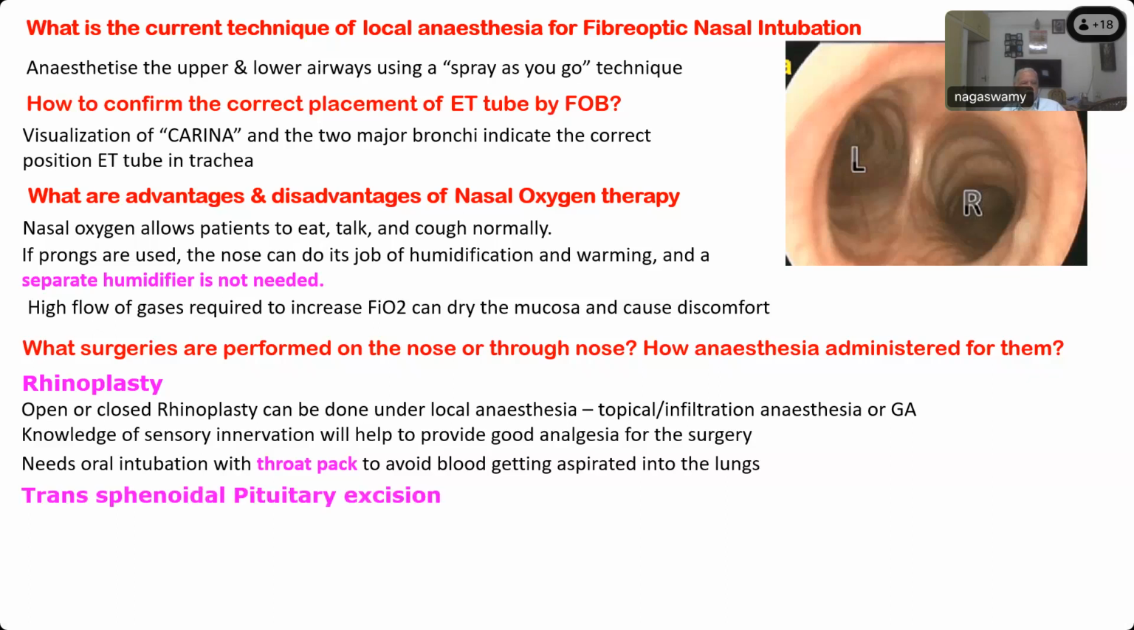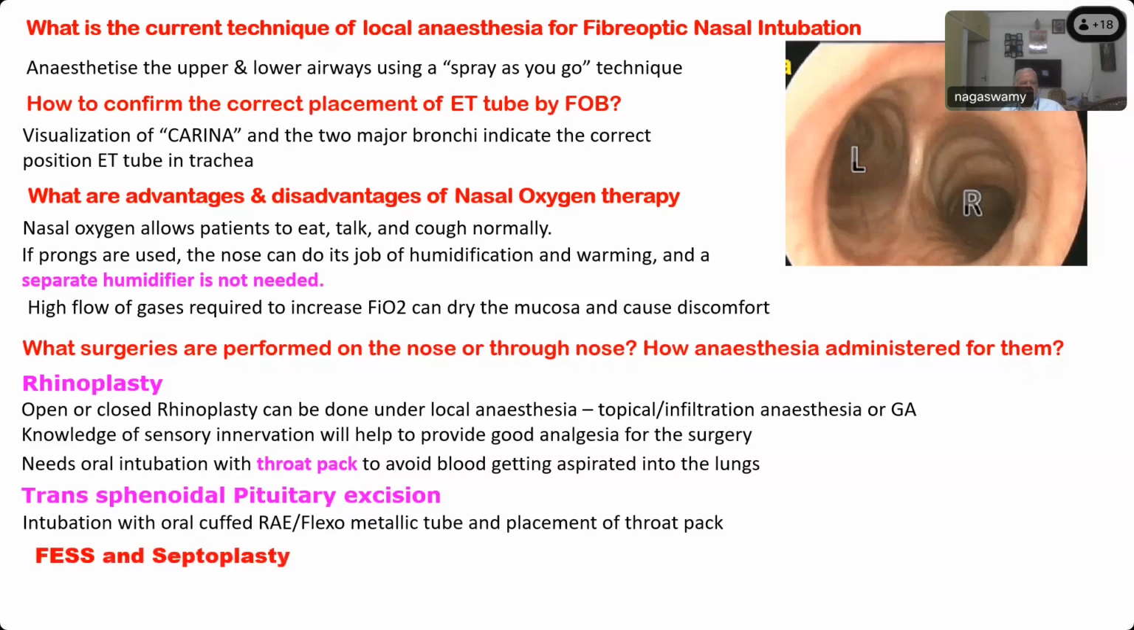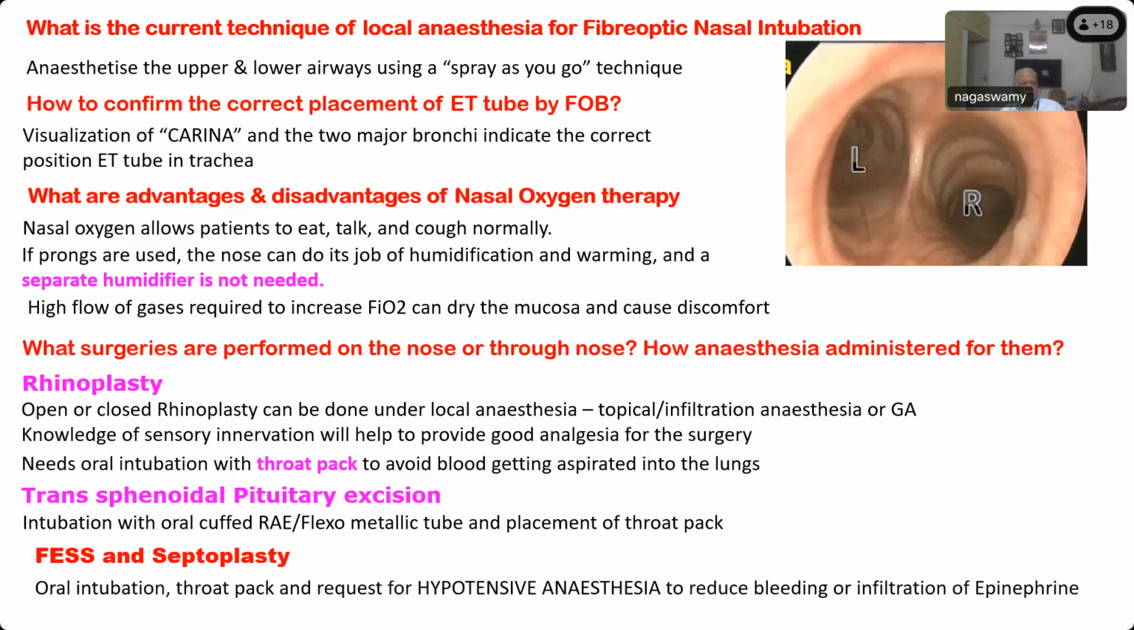Then transsphenoidal pituitary excision. This is one of the neurosurgical procedures done through the nose. So intubation is done with either an oral cuffed RAE tube or a flexometallic tube. Again, you have to do a throat pack. And FESS and septoplasty surgery is done by the ENT surgeon. Again, oral intubation, throat pack, and request for hypotensive anesthesia to reduce bleeding, or sometimes infiltration with epinephrine solution. Surgeon has to know what is the correct dilution you have to use.